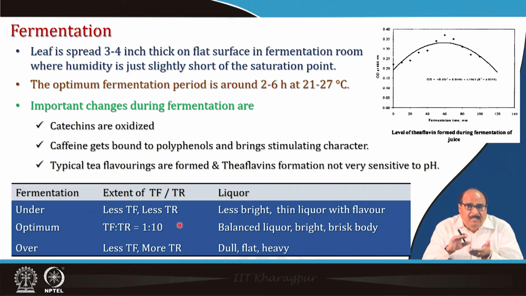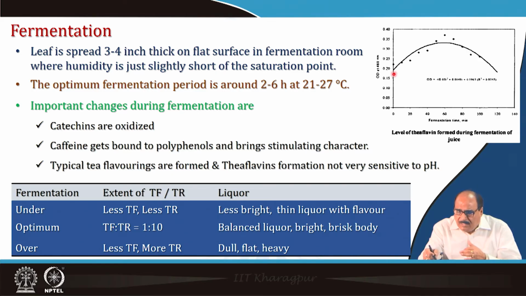The leaf is spread about 3 to 4 inches thick on a flat surface in the fermentation room where humidity is just slightly short of the saturation point. The optimum fermentation period is around 2 to 6 hours at around 21 to 27 degrees Celsius. The important changes during fermentation are that the catechins get oxidized, caffeine gets bound to polyphenols and brings a stimulating character to the drink, and typical tea flavorings are formed. Theaflavin and thearubicins are formed.